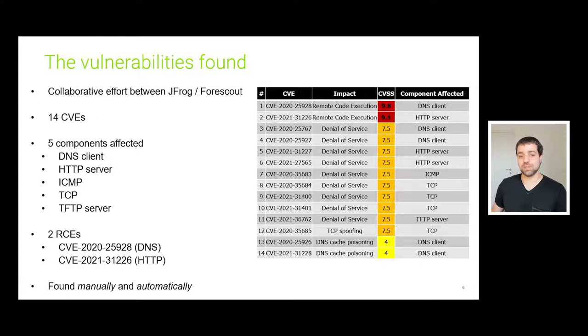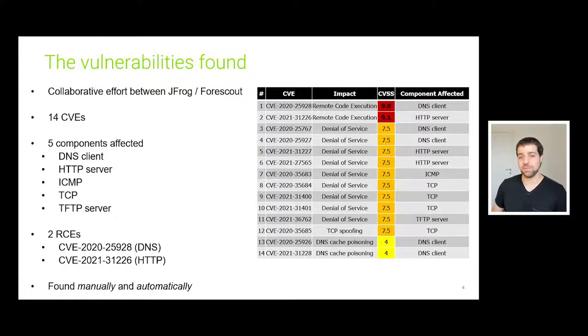And again, some of these vulnerabilities were found manually and some were found automatically, which is what we'll focus on today. Other than the critical vulnerabilities, there are some vulnerabilities here that provide an out of service that might be critical depending on the context. And other vulnerabilities help with the exploitation of other ones. So for example, you can do TCP spoofing and DNS cache poisoning, which helps if you need to send a valid DNS response. So we'll get to that a bit later.